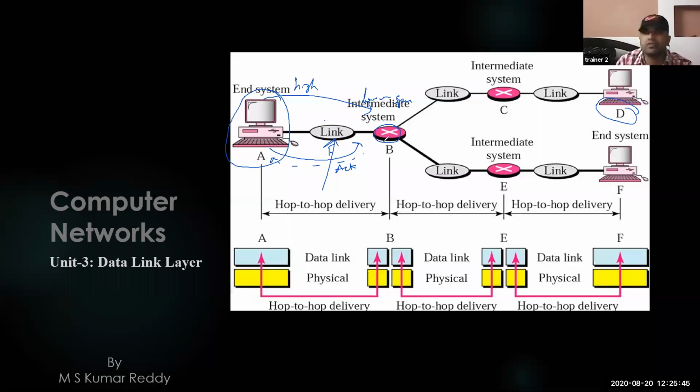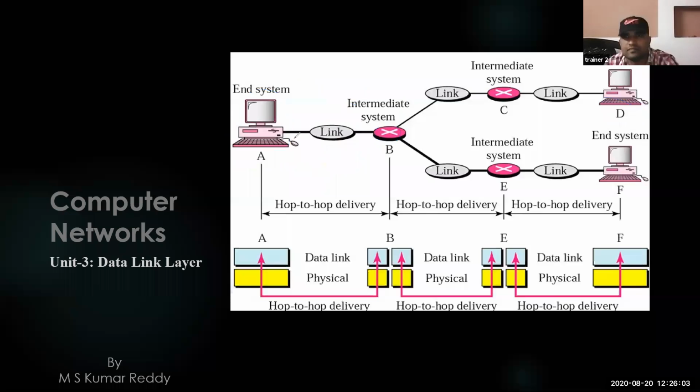If there is an error, what to do? Whether we need to ask the sender to retransmit the information, or we can correct that information ourselves. These things must be taken care of by the data link layer. Okay, is it clear now? I repeat, is it clear? Yeah, good.